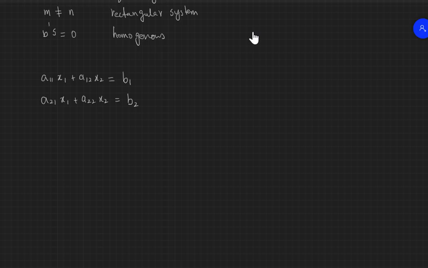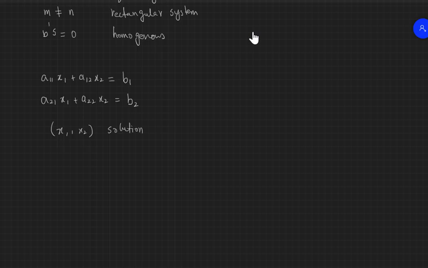Now, if we can find any values of x1 and x2 such that when we substitute those values into these equations, they satisfy these equations, then we call those values x1 and x2 the solution of this system of linear equations. It means that the solution of a system of linear equations is those values of x1 and x2 such that when we substitute them in these equations, they must satisfy these equations simultaneously.